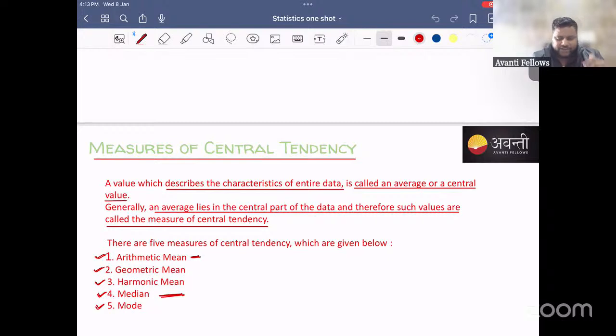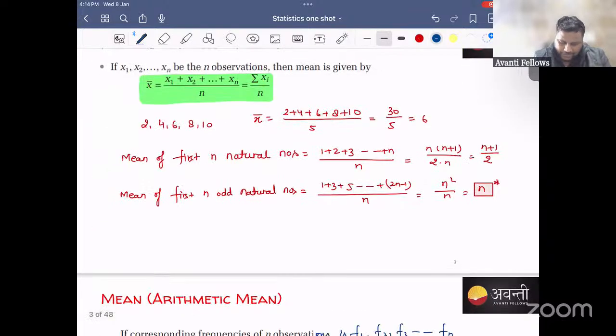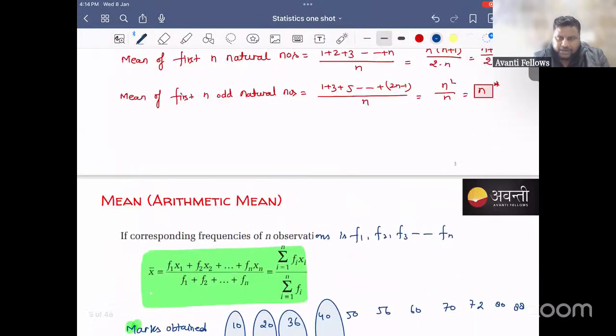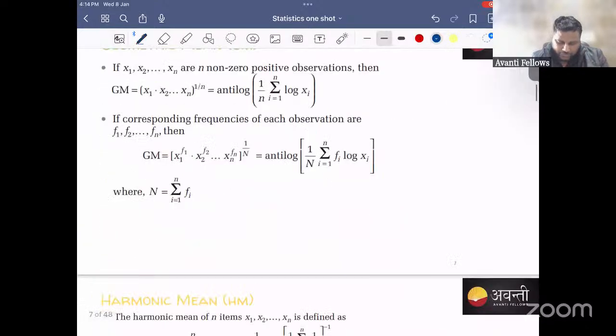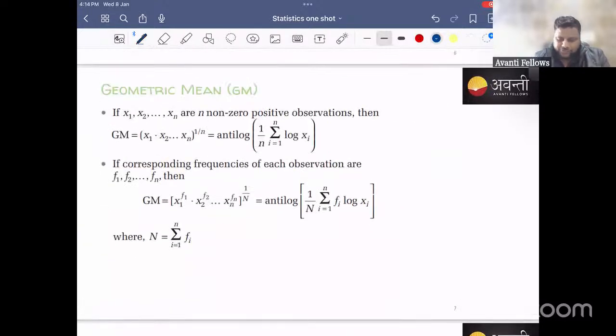So measure of central tendency, we know that this is a tendency around which the entire data is revolving, which is lying in the center of the data. About that, arithmetic mean we have already covered. That is the sum of the entire data divided by the number of observations. All right. So today we will cover geometric mean first of all.